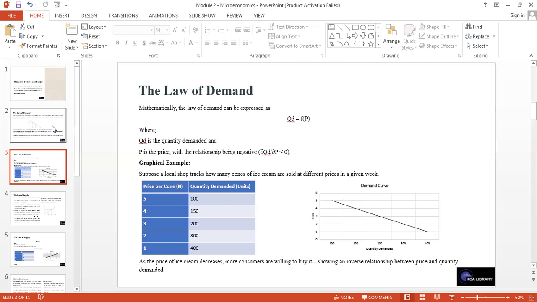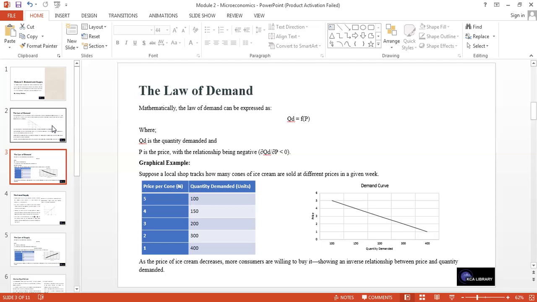And you can see in the demand curve that as the price gets lowered, the quantity demanded increases. So as the price of ice cream decreases, more consumers are willing to buy it, showing an inverse relationship between price and quantity demanded.